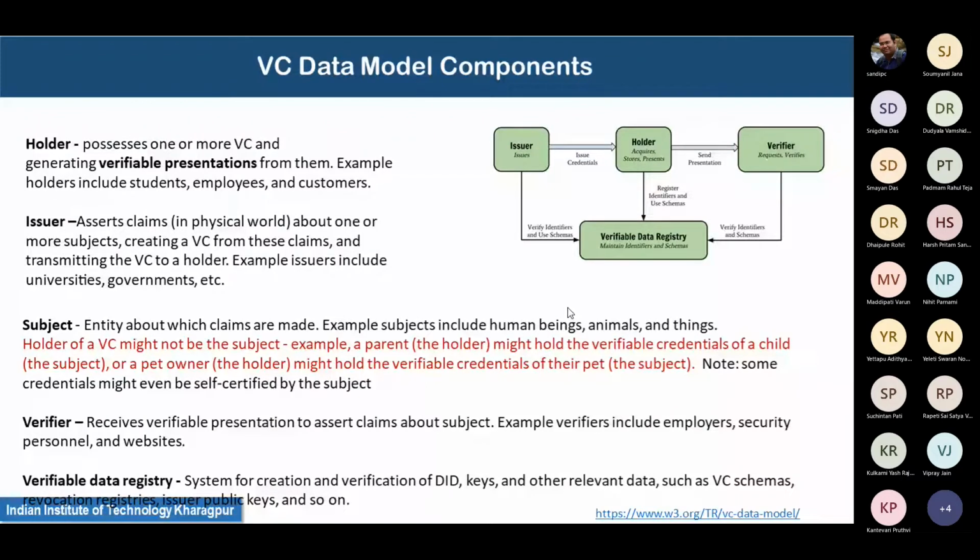Now, in case of this digital identity, of course, it can be handled because of this verification, when it's being done by the verifier based on the presentation made by the holder. Then the verifier also can check from the verifiable data registry whether that particular VC has been revoked by the issuer. So that is an advantage of using such types of digital identities.